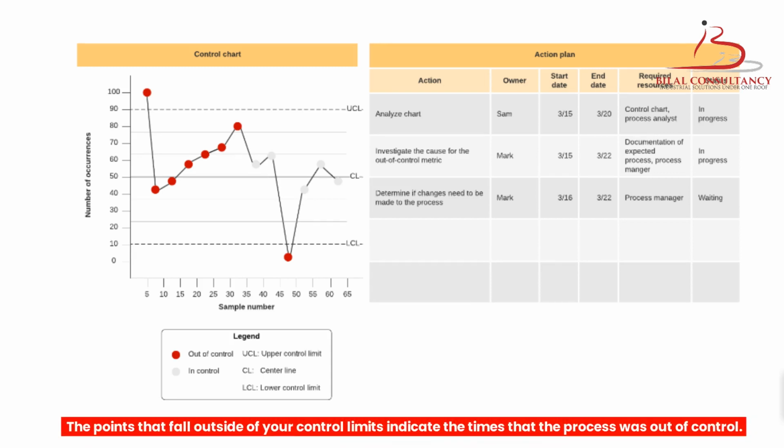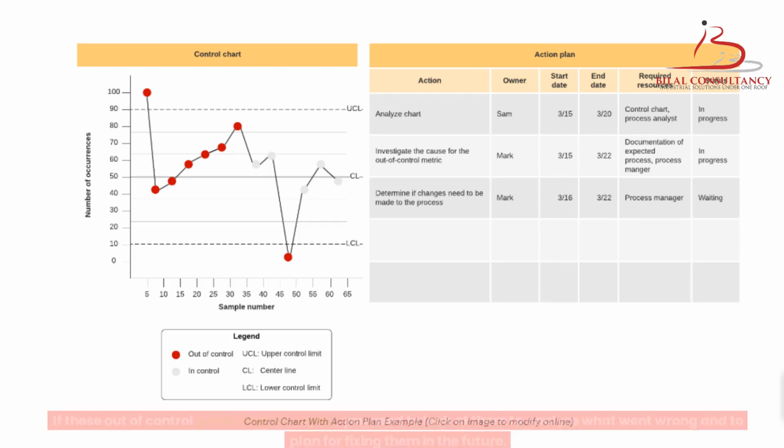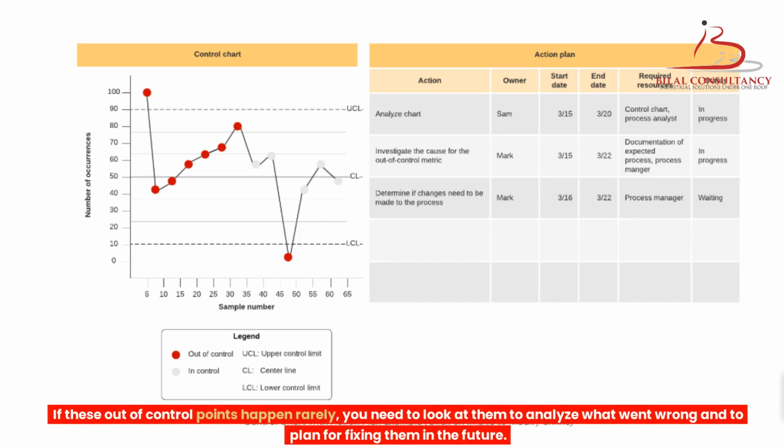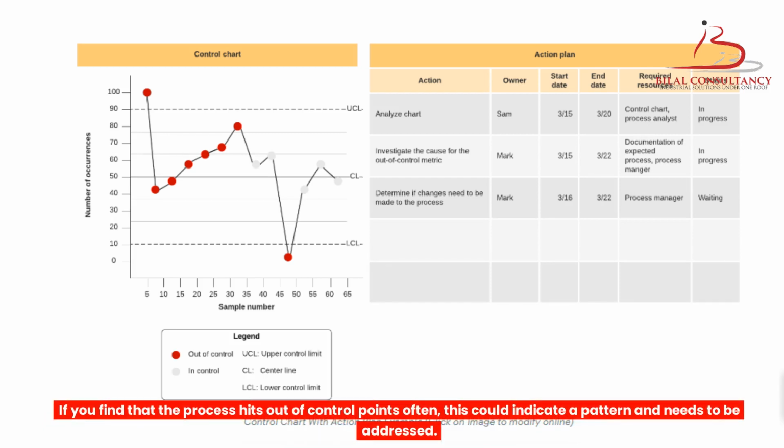The points that fall outside of your control limits indicate the times that the process was out of control. If these out-of-control points happen rarely, you need to look at them to analyze what went wrong and to plan for fixing them in the future. If you find that the process hits out-of-control points often, this could indicate a pattern and needs to be addressed.